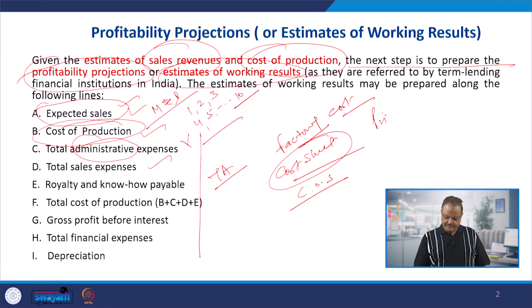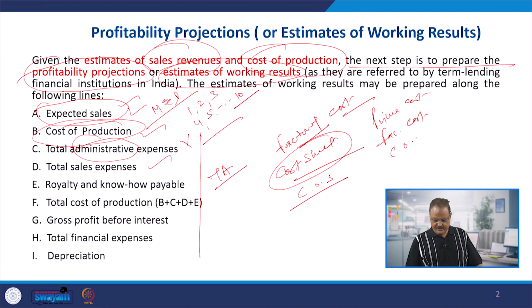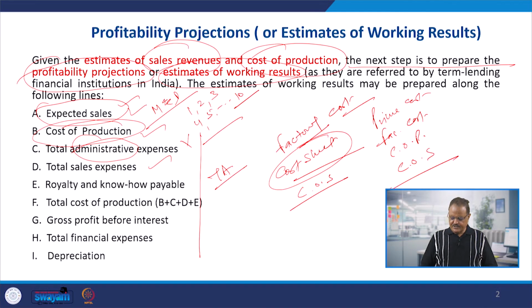We have calculated the prime cost also, right? That we have seen in the previous class. Then we have calculated the factory cost, and by adding the factory overheads, we have calculated the COP, cost of production, and then we have calculated the cost of sales. All the costs we have already calculated.